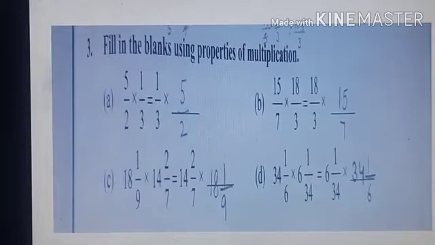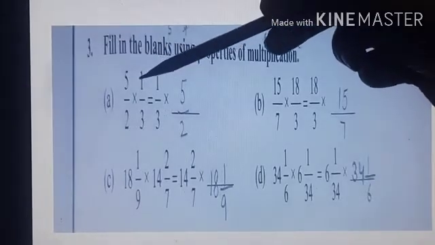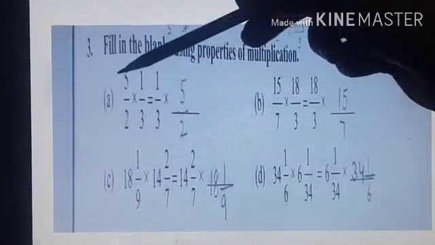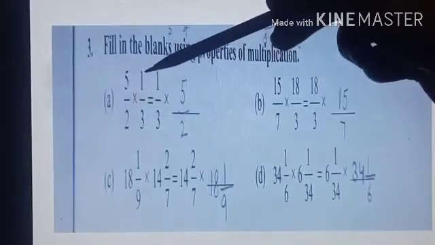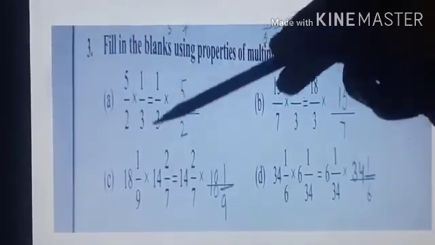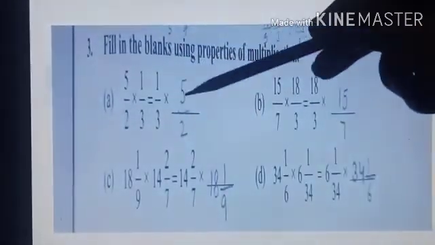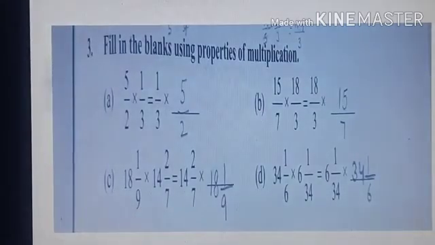Now we have done in our first property that changing the order of fractional numbers does not change the product. So if we are changing the order, then there is no change in the product. So they have changed the order. 5 upon 2 was the first fraction number, 1 upon 3 was the second fraction number. Now 1 upon 3 is written first. Multiply by, missing is 5 upon 2. So we will write down in the fill-up 5 upon 2.